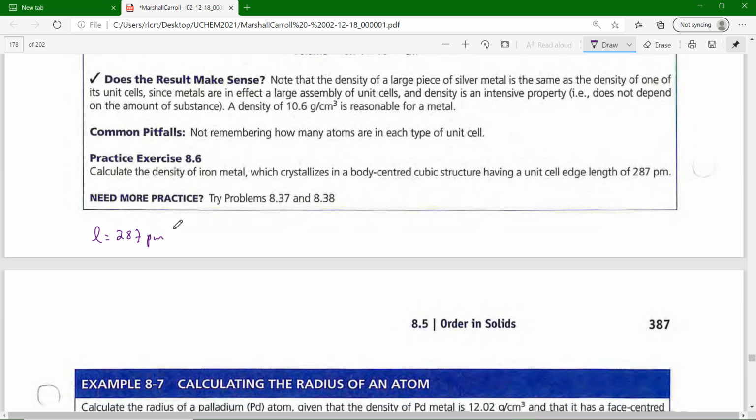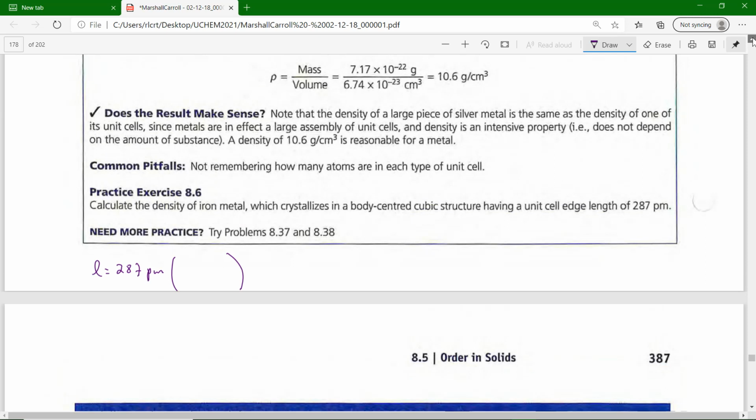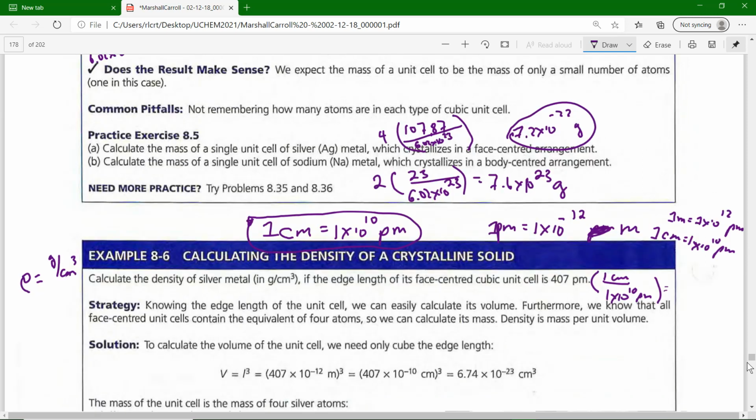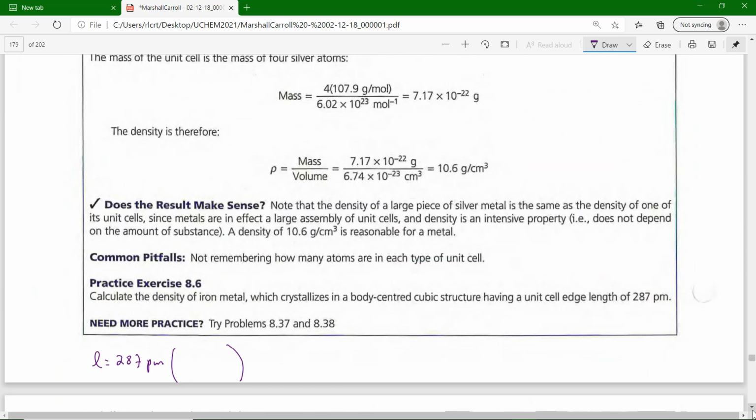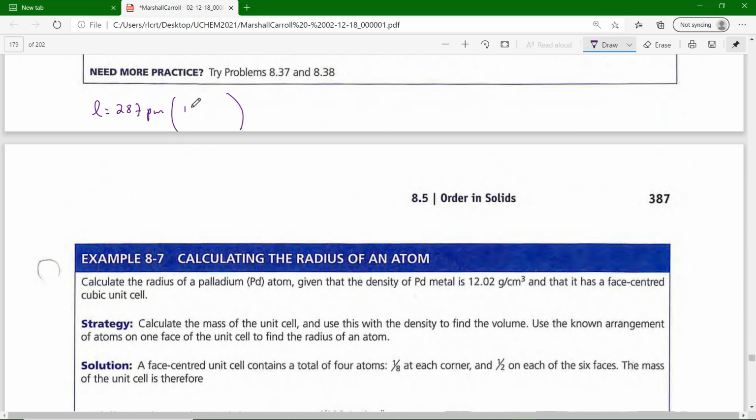287 picometers, and I want to get that into centimeters. So what was that magical thing I said? I said a centimeter is 10 to the 10th picometers. 1 centimeter is 1 by 10 to the 10th picometer. So it becomes 287 by 10 to the minus 10 centimeters.